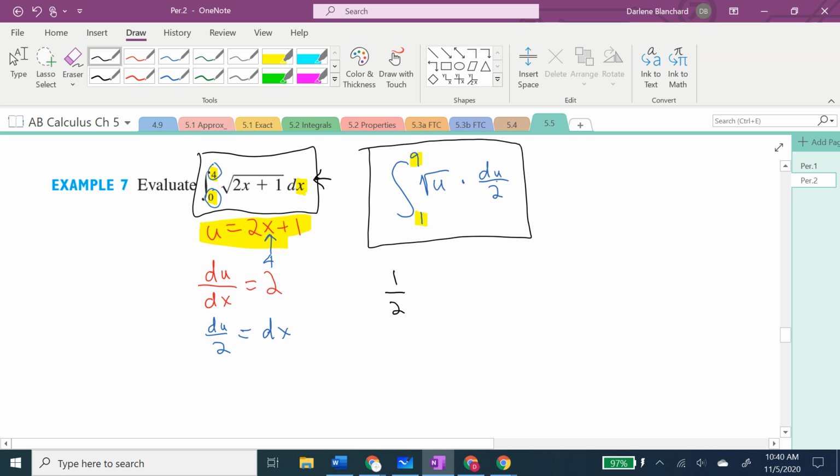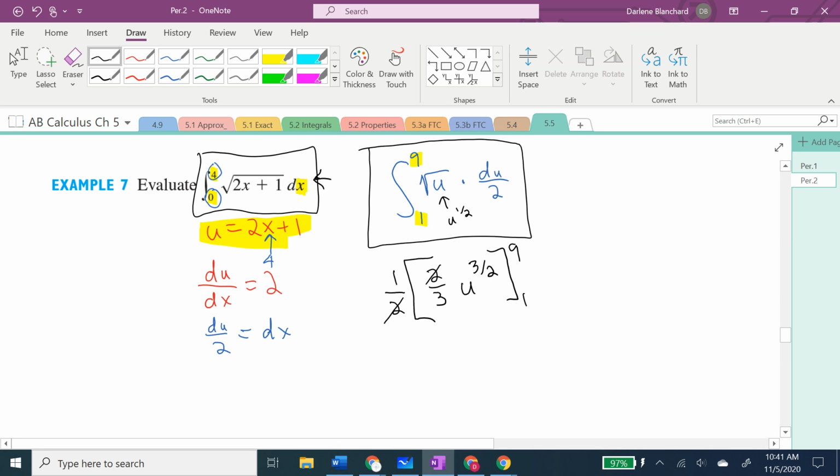Solving this integral, I have this 1/2, and then when I integrate the square root of u, I'm using the power rule on u to the 1/2. I add 1 to the 1/2 to get 3/2, and then I multiply by the reciprocal. I can put a plus c, but I'm not going to waste my time because it's a definite integral and it's going to subtract itself out.